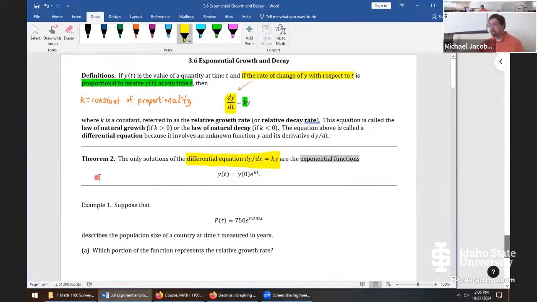So theorem 2 is telling us for the differential equation up here, the only solutions have this format: y at a value of 0 times e to the power of kt. And notice k just comes up again and again in these kinds of problems. So here's k and y of 0.